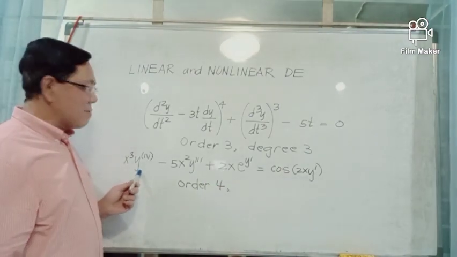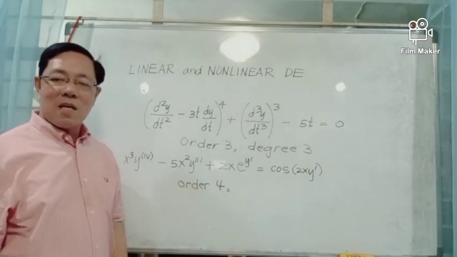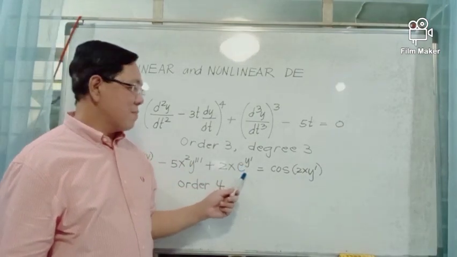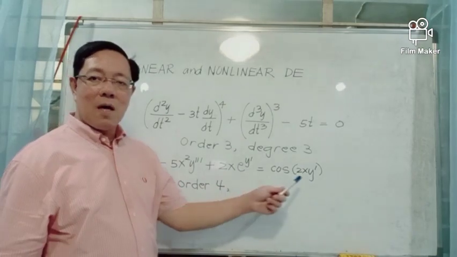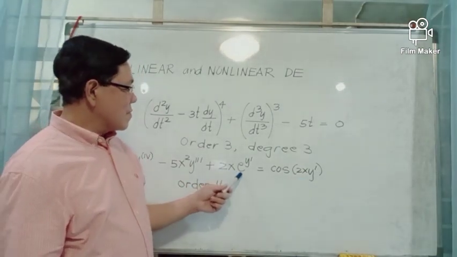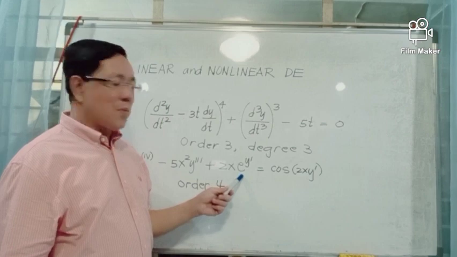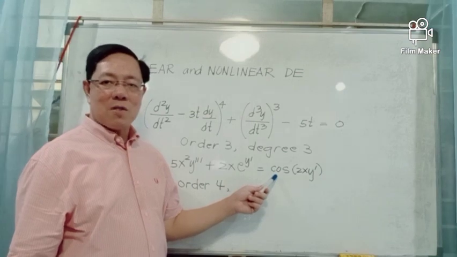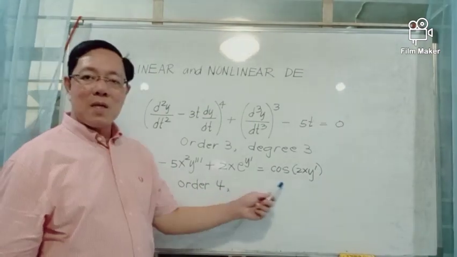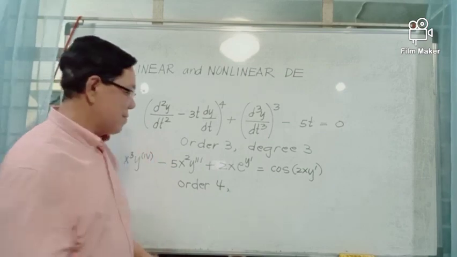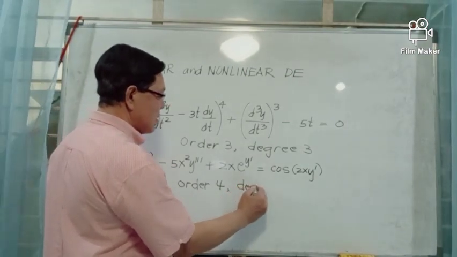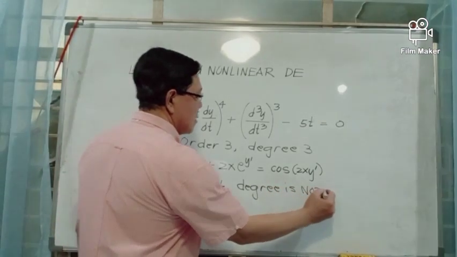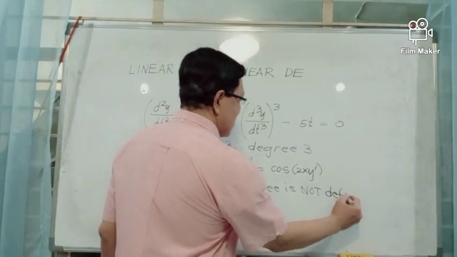But this second differential equation cannot be written as a polynomial equation in derivatives of the function y, because there are two terms that are not powers of the derivative of y. We have the exponential function, and we have a trigonometric function, cosine. Therefore, the degree of the second differential equation is not defined.